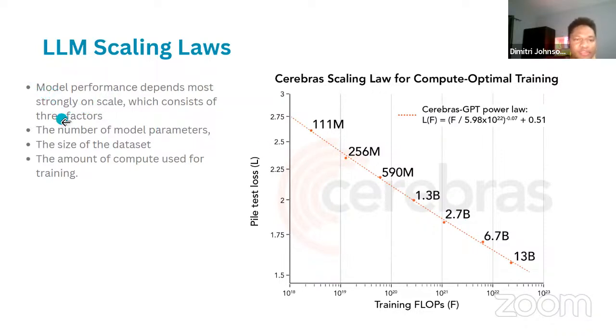Model performance depends most strongly on scale: the number of model parameters, the size of the data set, and the amount of compute used for training. That's the only thing that actually matters when it comes to training transformers. The difference between GPT-2 and GPT-3, and GPT-1, which nobody remembers, was just a larger model. GPT-4 is basically the same thing, though some leaks suggest it uses other methods like model ensembling, but effectively it's the same thing.